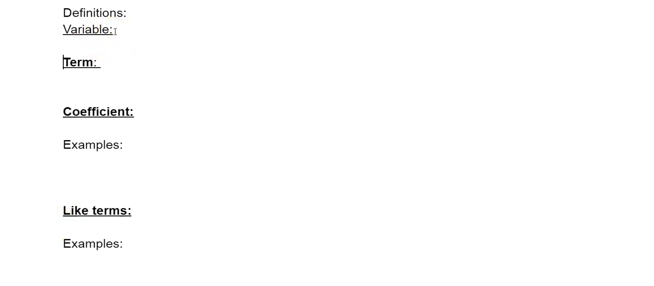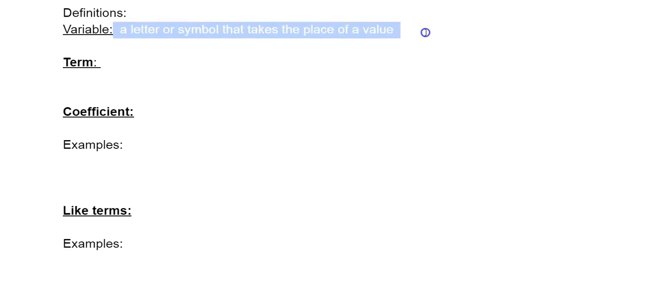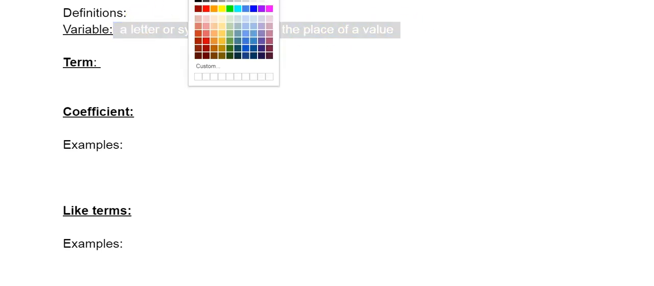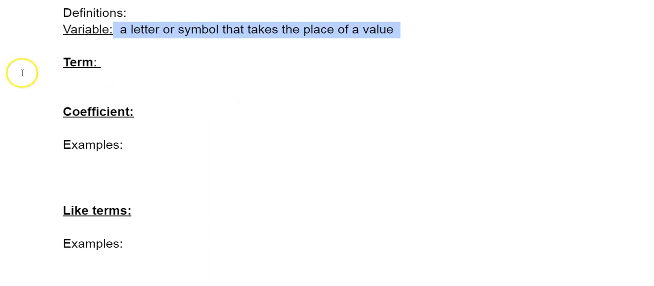A variable is simply a letter or symbol that takes the place of a value. Okay, and you've seen these before. Variables are things like X, Y, Q. They can be any letter that takes the place of a symbol or a value. So it can be things like X, Y, U, okay? Anything like that would be considered a variable.